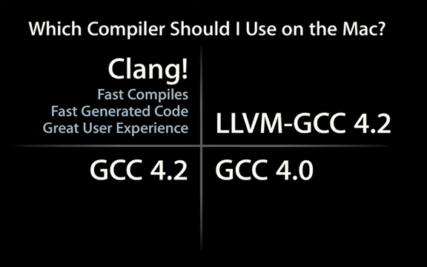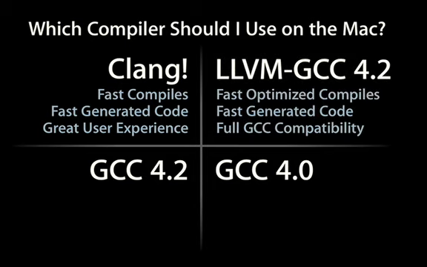Use Clang. However, if you're using a feature that Clang doesn't support yet, like nested functions, as one example, or you really care about OpenMP, then LLVM GCC is a really good answer. Now, LLVM GCC supports all the same features that GCC does, and it's not as fast as Clang when building in debug mode, but it's really fast for optimized compiles. And the LLVM optimizer is substantially faster than the GCC optimizer. You get fast generated code, and you get really good compatibility with GCC, including C++ and Objective-C++.